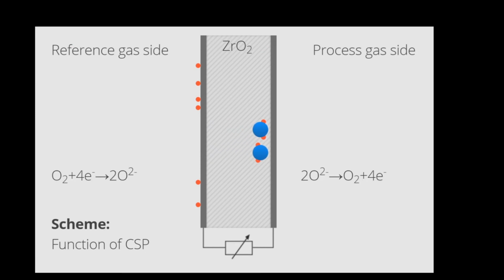Here is an illustration showing CSP. CSP, or cell surface protection, limits the purging of electrons by keeping the sensor voltage at a constant level. This is achieved by passing electrons from the process gas side of the sensor back to the reference air side of the sensor, so that oxygen ion migration takes place and protects the sensor against further reduction.